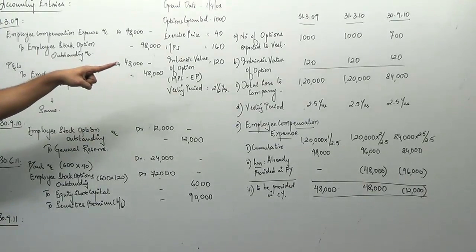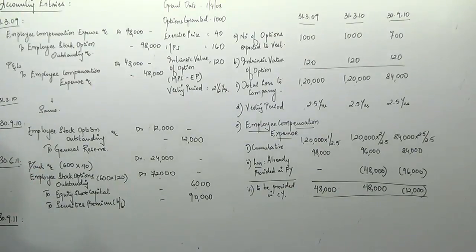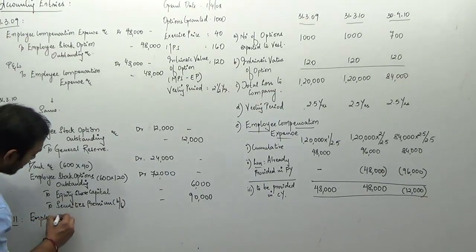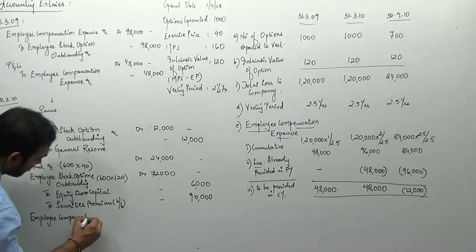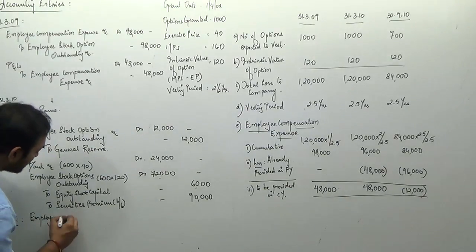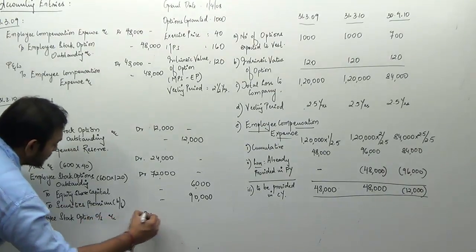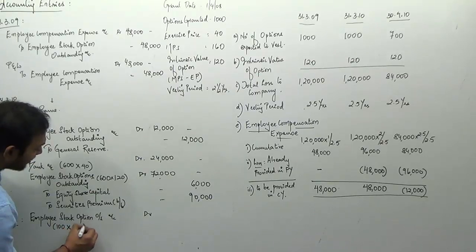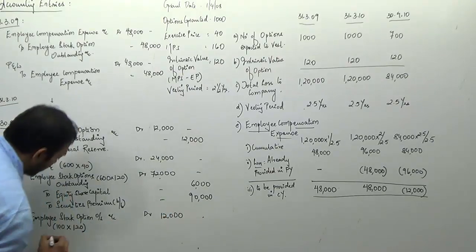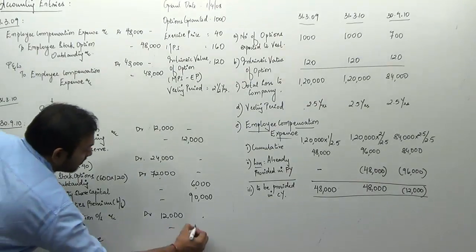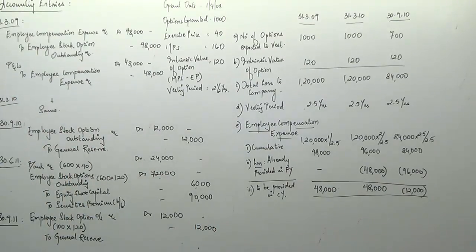Check what are the number of options vested? 700. How many options exercised? 600. That means 100 vested options are unexercised. Same entry I'll record. Employee stock option outstanding account debit, 100 options, each one I created a provision for 120. Credited to general reserve, 12,000. That is it for the accounting entries.